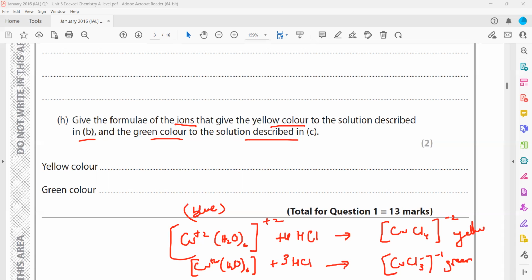And the charge here will be -1 on this complex and -2 on the other. So the yellow color is due to the CuCl4 2- complex, and the green color is due to when 3 chlorides are attached.